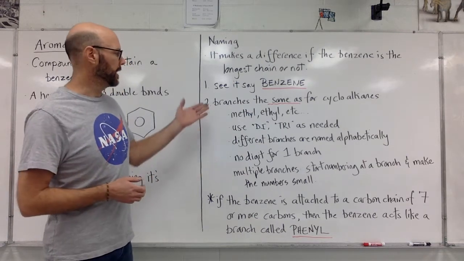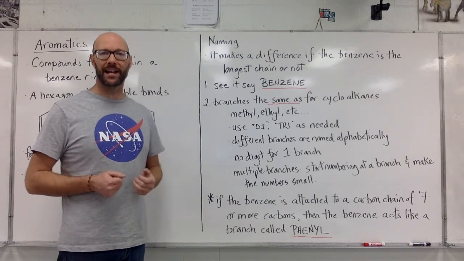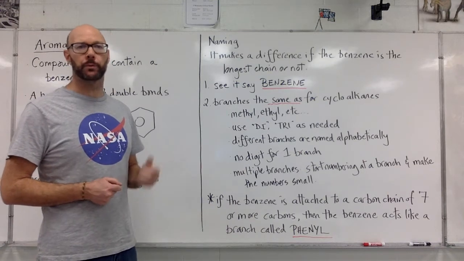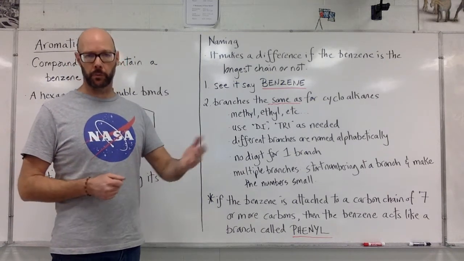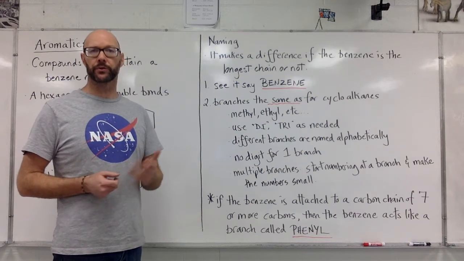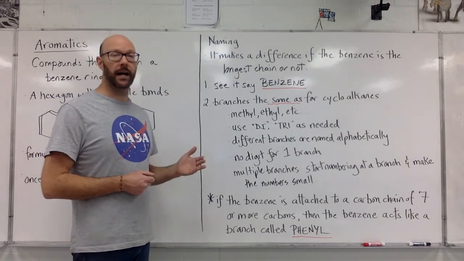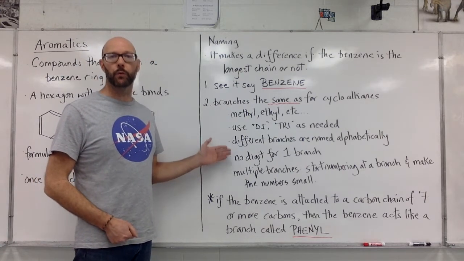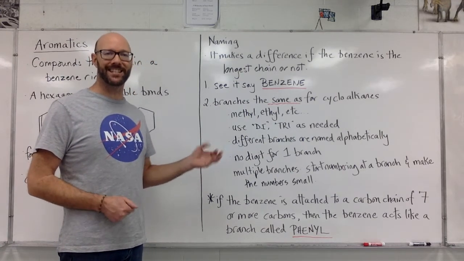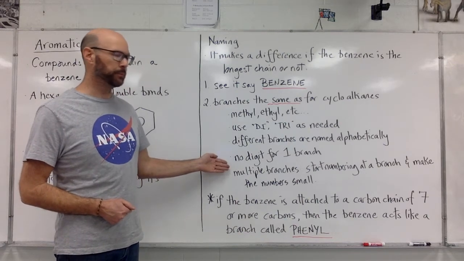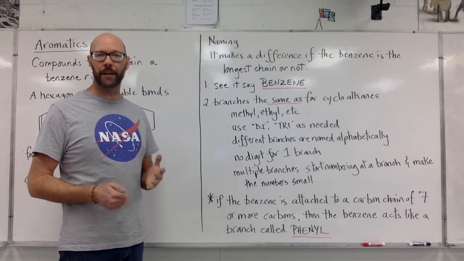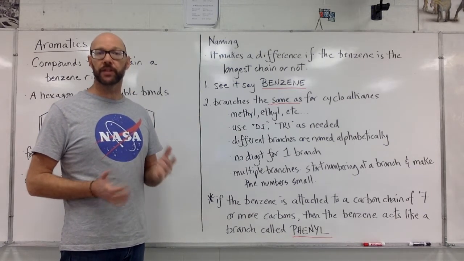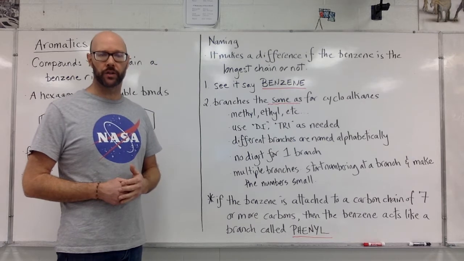Just a reminder that methyl, ethyl, propyl, the branches get named in our usual way. If we have 2 of the same branch, we say di. So 2 methyls we would call dimethyl, 2 ethyls diethyl. If we have different kinds of branches, we name them alphabetically. If there is only 1 branch, we are not going to assign that branch a digit. If there are multiple branches, we'll start numbering at a branch and go clockwise or counterclockwise so that the numbers we arrive at are as small as possible.